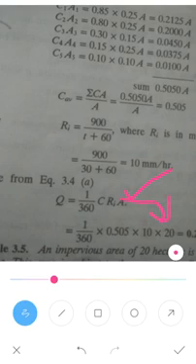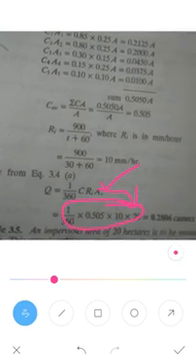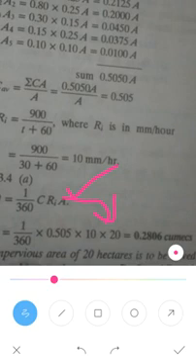Finally, you calculate all of this together. You will get the answer in cubic meters per second, that is 0.2806 cubic meters per second. If you want to convert that into liters per second, it will be 280 liters per second. So that's the answer for this problem.